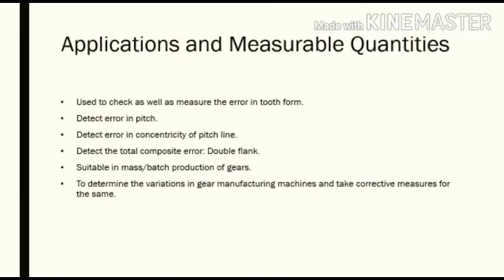Now, what are the applications and measurable quantities in our Parkinson gear tester? Here we could detect error in pitch, detect error in concentricity of pitch line, and detect the total composite error with the help of double flank testing. It is also very important. It is very suitable in mass production of gears. Also, it determines the variation in gear manufacturing machines so corrective measures can be taken. It is also used to check as well as measure the error in tooth form. So these are some applications of the Parkinson gear tester.